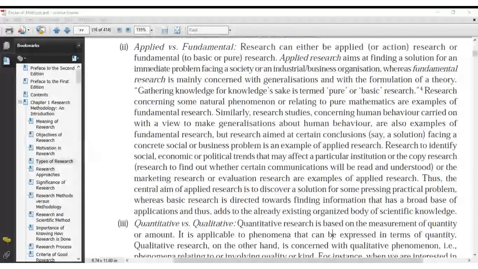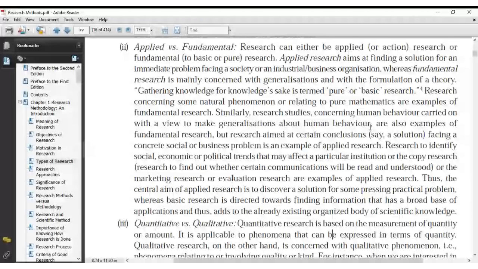Then that also explains it for the other question. Somebody had asked the same question: is fundamental research the same as pure research? True. Fundamental research is the same as pure research. Why? Because you are gathering knowledge for knowledge's sake.